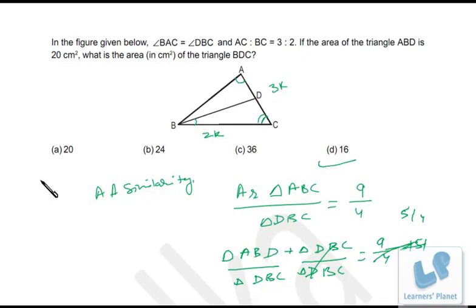A very simple property of similar triangles we have used over here. That is, the ratio of areas of similar triangles is equal to the square of their respective sides. Okay.